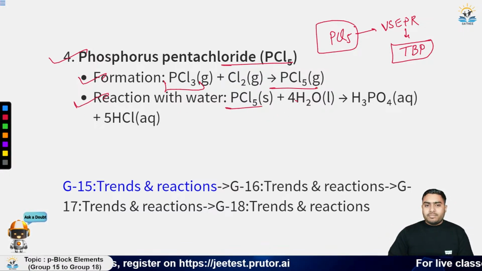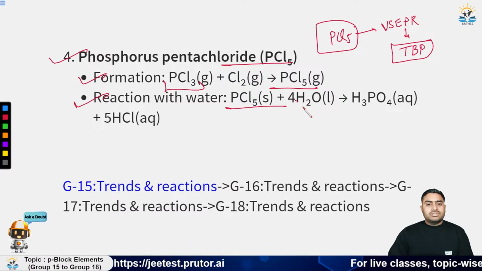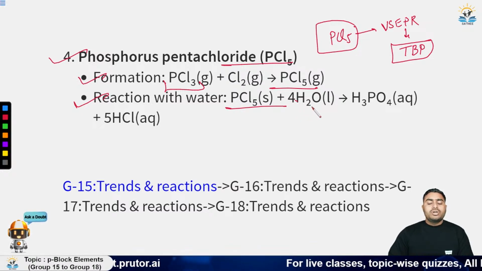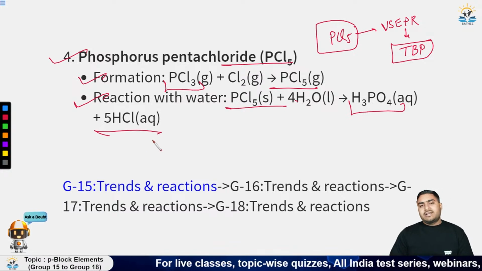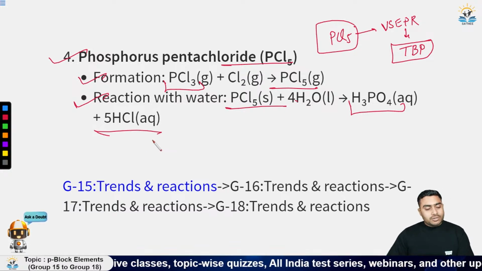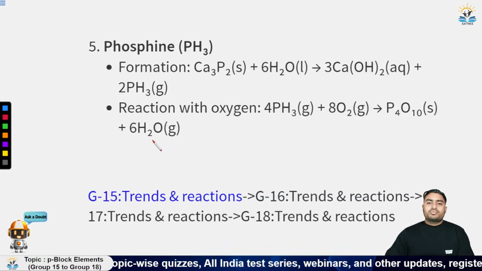Similarly, reaction with water: when PCl5 is treated with water, PCl5 plus 4H2O gives H3PO4, which is an acid, plus 5HCl, which is also an acid. So this is all about phosphorus pentachloride.